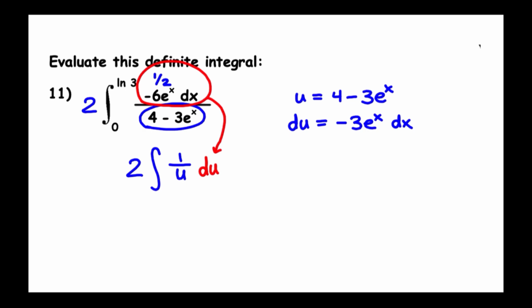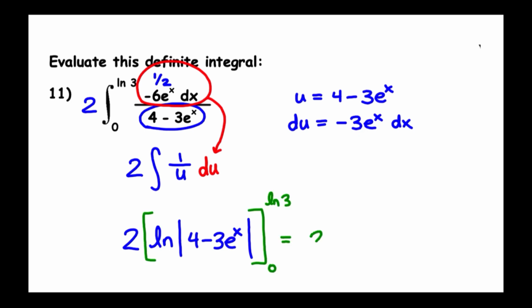All right, let's actually integrate it. The 2 comes down. The integral, by now hopefully you know this, of 1 over u du is going to be natural log of u. Natural log of u. U is the 4 minus 3e to the x. All right, that looks good. And now let's evaluate it from 0 to natural log of 3. I'm going to leave the 2 out front. Okay, there's the 2.